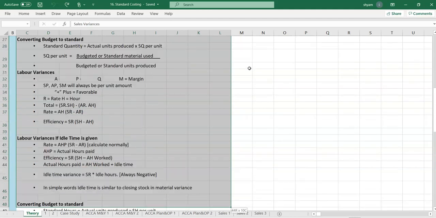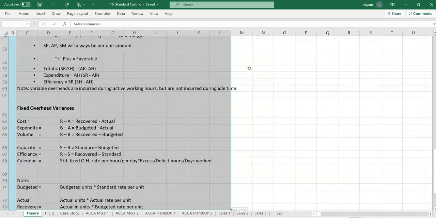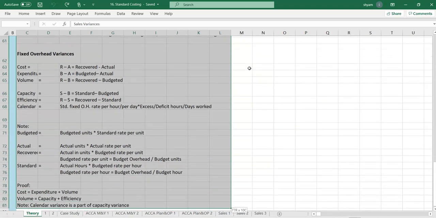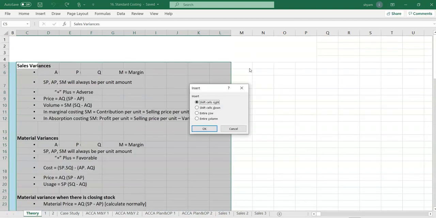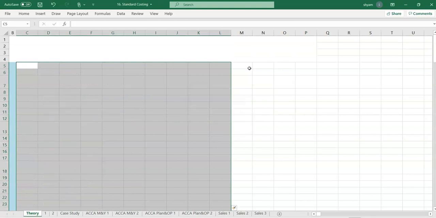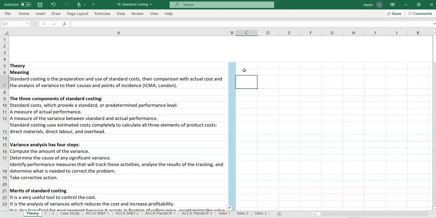First we'll move this entire variances down, so that we can work out this concept. We'll start with the meaning. Standard costing is the preparation and use of standard cost, their comparison with actual cost, and the analysis of their causes and points of incidence.